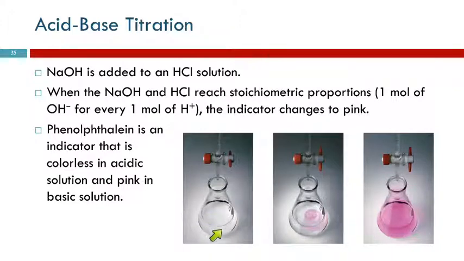Here we've got a clear HCl solution, clear sodium hydroxide solution. As we add sodium hydroxide, we can see a little bit of pink forming here, but then when we swirl it so that all the hydrogen ions and hydroxide ions can interact with each other, the color goes away. And that will happen until one drop will cause it to turn pink.